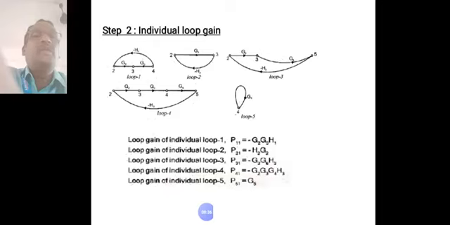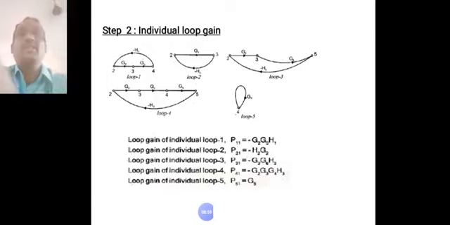And the fifth individual loop is P51, where the loop starts and ends at the same node. So that is loop 5. Its gain is G5. Okay, so the first step is to find the number of forward paths. The second step is to find the individual loop gains.